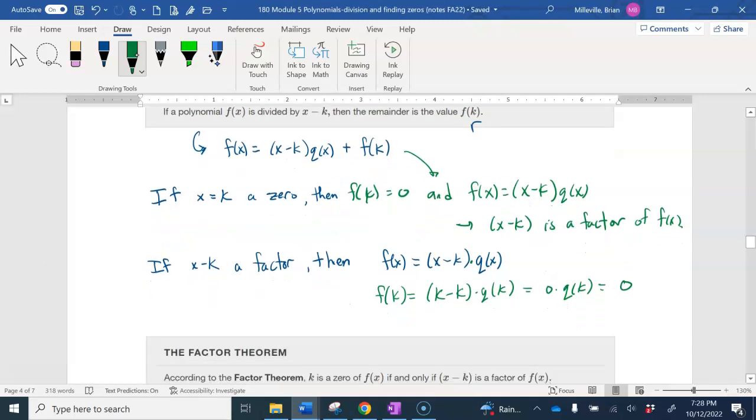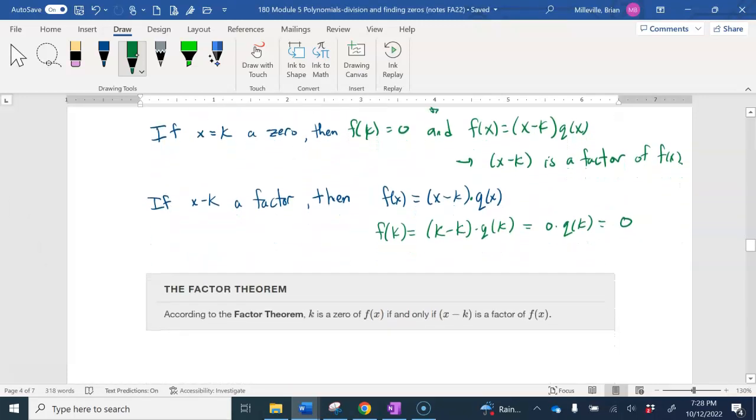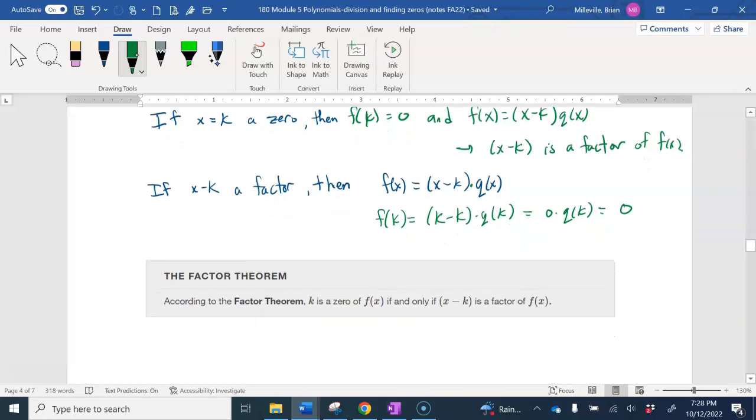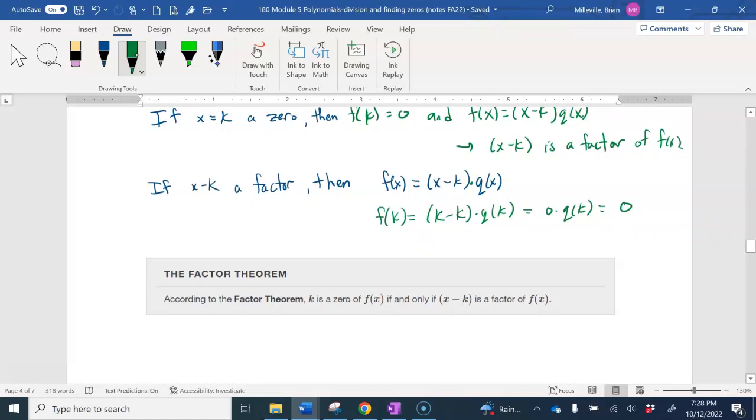All right, that implies what we just showed right there. That's kind of a derivation or a proof of the factor theorem. If you have a polynomial function f of x, then the number k is a 0 if and only if x minus k is a factor. Okay, so that's an important result. We're going to use that combined with the rational zeros theorem to find zeros of certain polynomial functions. All right, so we're going to move on to that now.